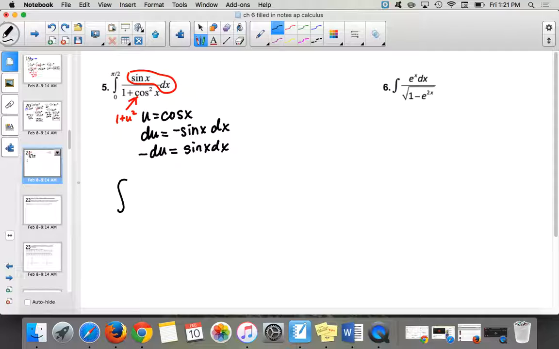So when we do this, we get 1 over 1 plus u squared. And then the sine x dx was replaced with negative, so negative out front, and then du. So this one's a definite integral, so we have numbers. So we need to find u of pi over 2, and we also need to find u of 0.